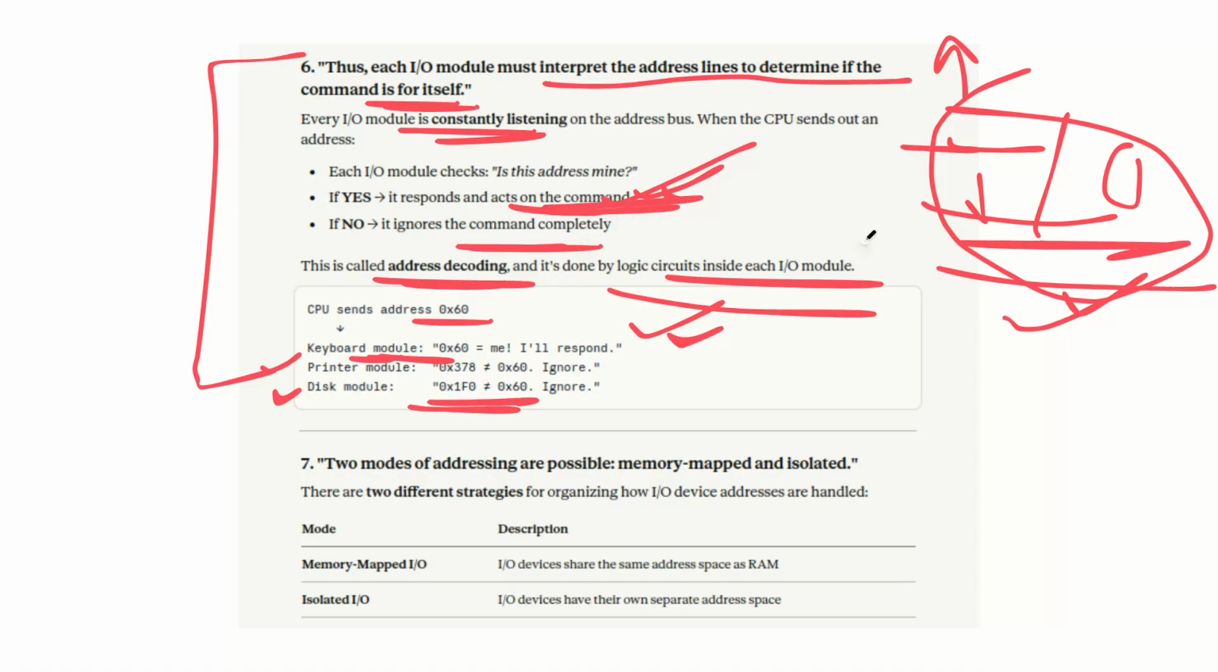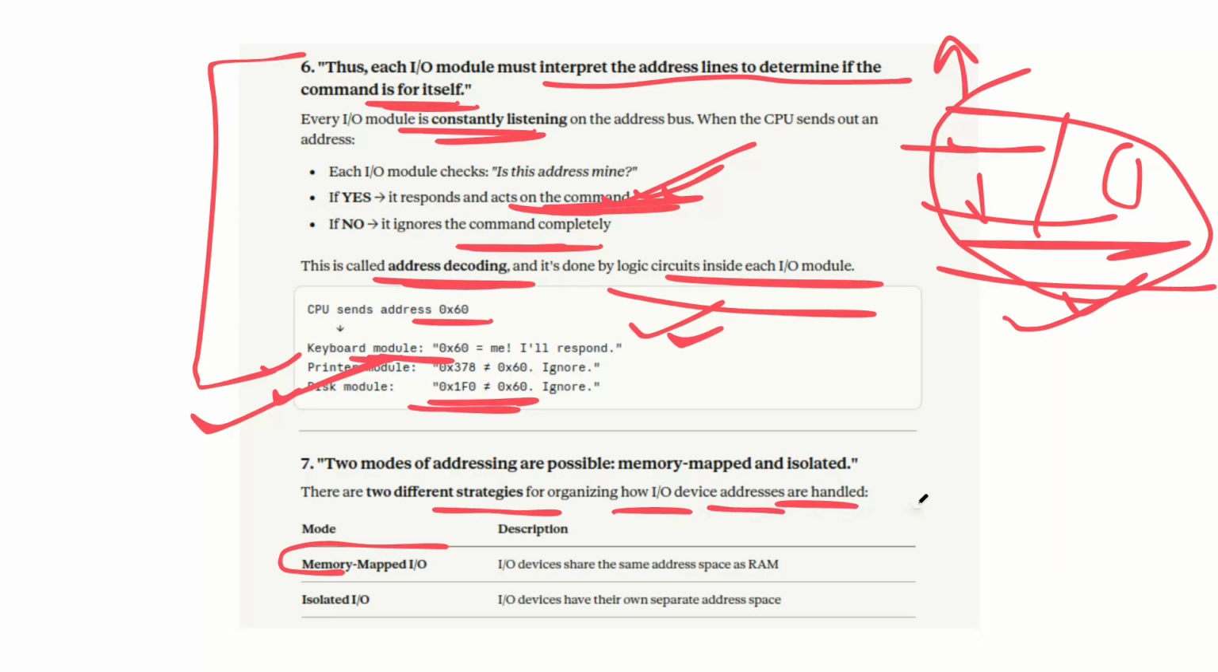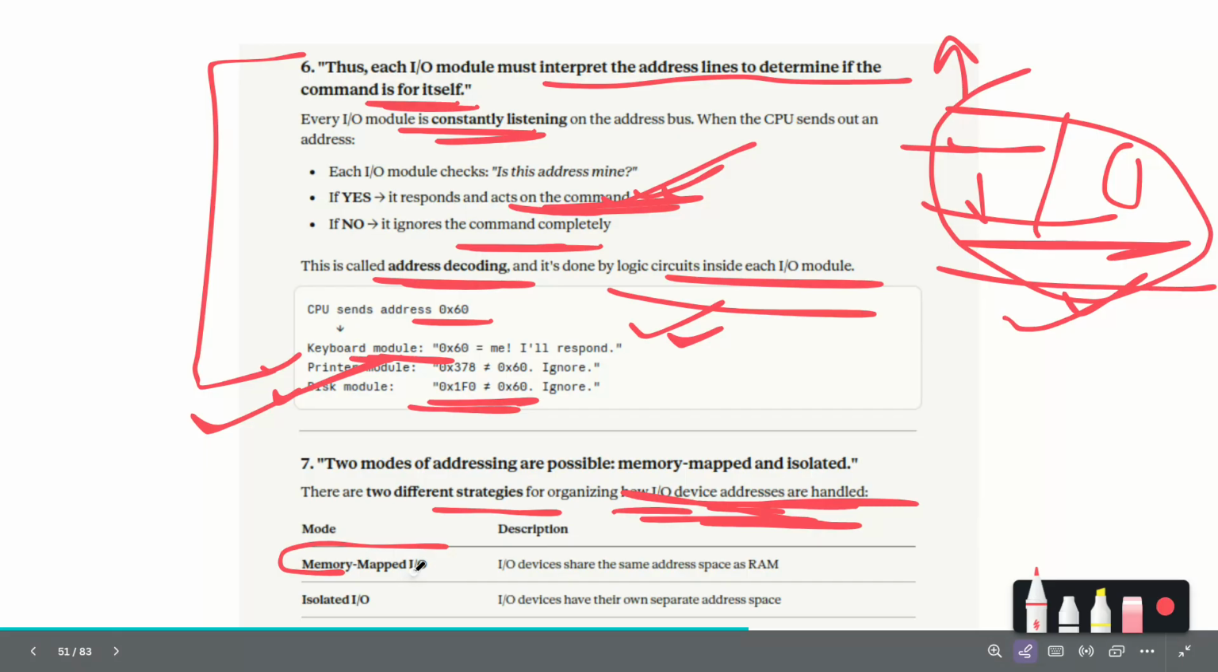Understood? So here there are two modes of addressing possible. There is memory mapped IO and isolated IO. There are two different strategies for organizing how IO device addresses are handled, how these IO devices are addressed and handled. Memory mapped IO means IO devices share the same address space as RAM. Isolated IO means IO devices have their own address space.